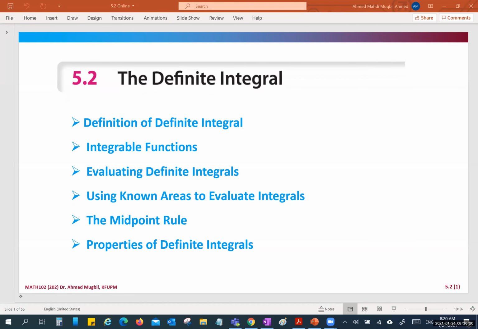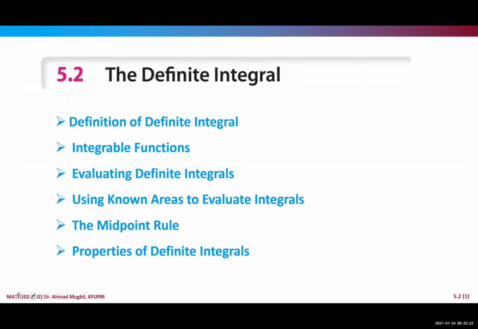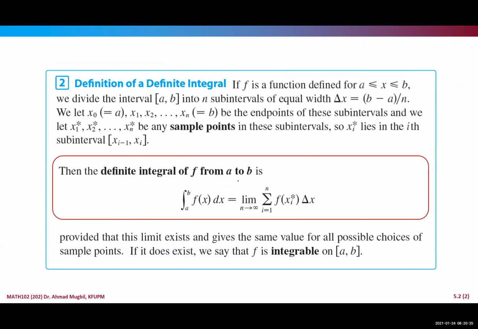Let's revise quickly what we have done in the previous class. We have defined the definite integral to be the limit of the Riemann sum. This is called, ya shabab, the Riemann sum. The definite integral of a function f from a to b is just the limit of the Riemann sum. If you notice, it is equivalent to the definition of the area if the function is positive. If this limit exists, we say that the function is integrable.